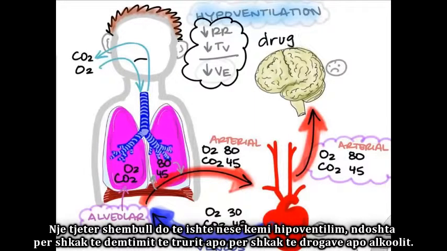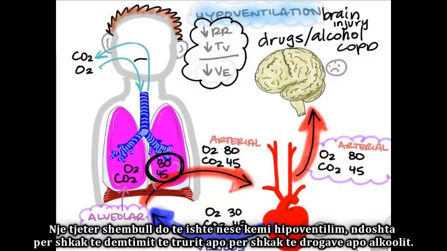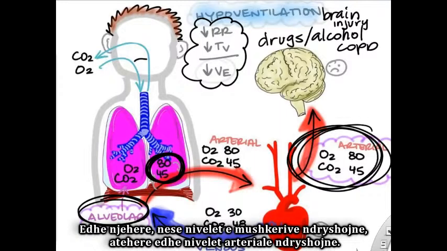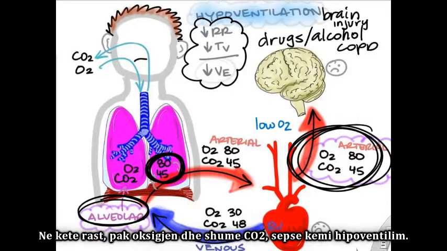Another example would be if you hypoventilate, maybe due to damage to your brain or drugs or alcohol. Again, if the lung levels change, then our arterial levels change. So in this case, low oxygen and high CO2 because we're hypoventilating.